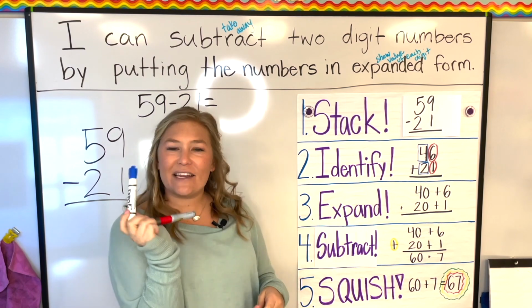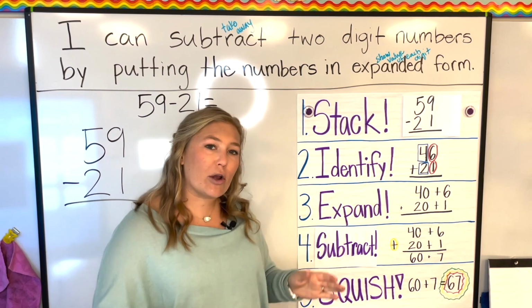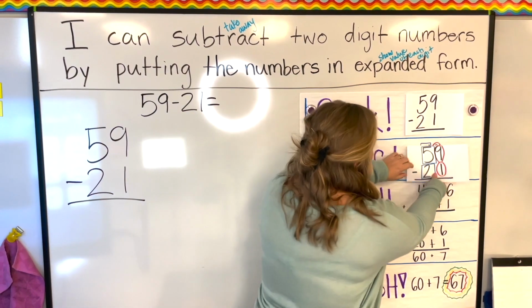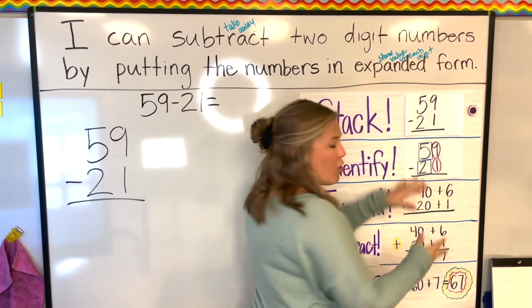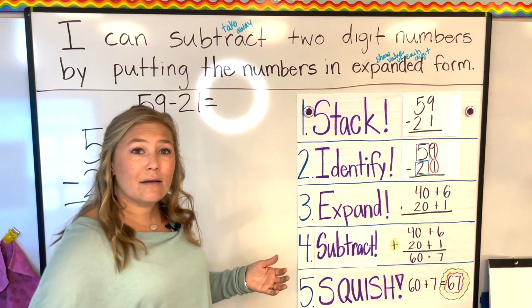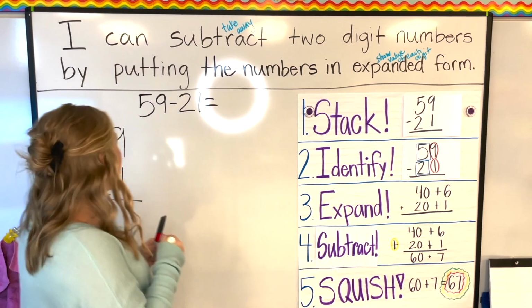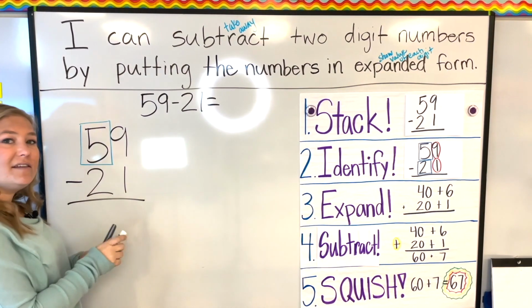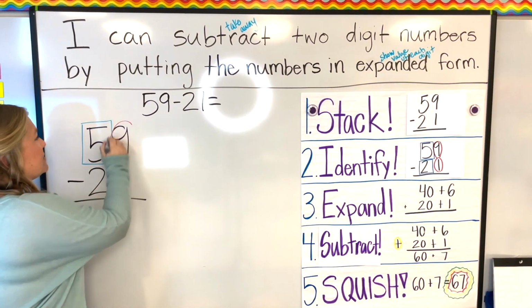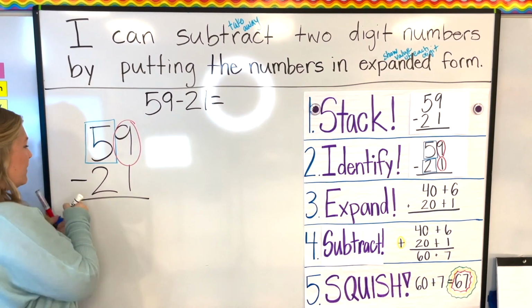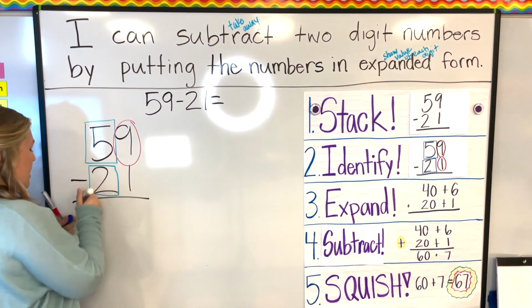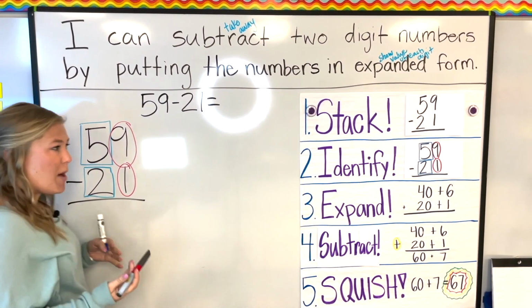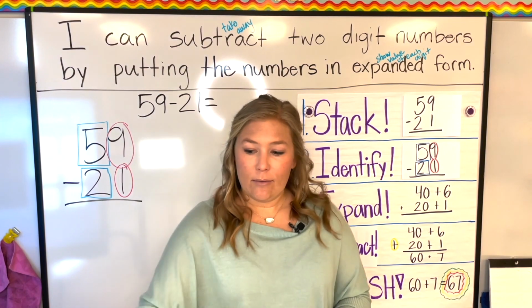Step 2 says to identify. I'm going to identify today using a blue marker and a red marker to put around my 10s and my 1s place. If you don't have different colors at home, you can always just put a box around the 10s place and a circle around the 1s place. So I see a 5 in my 10s place in the number 59, a 9 in the 1s place, a 2 in the 10s place in the number 21, and a 1 in the 1s place in the number 21. This step helps us with our next one. What is our next step?